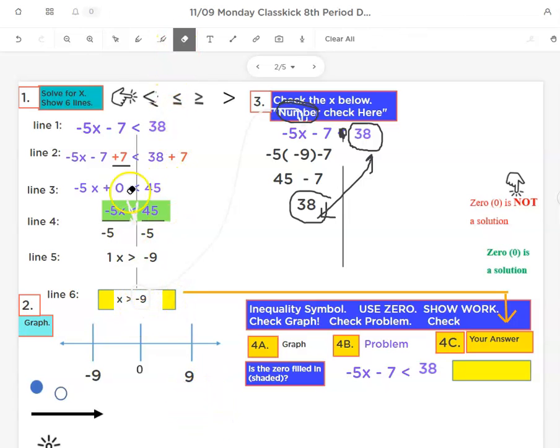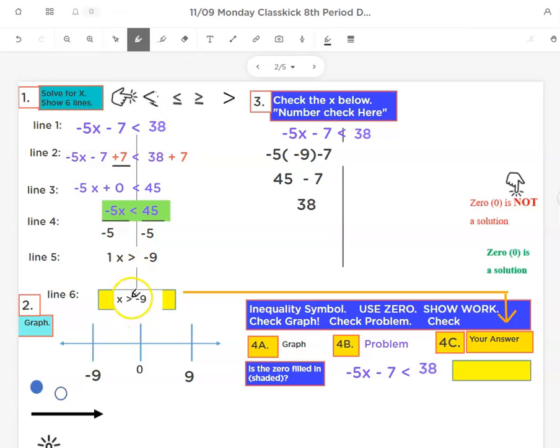Let's look at the inequality symbol. Is 0 included or not included? If we look at the symbol, there is no equal sign. If it's an equal sign, it would be filled in. That means negative 9 would be included. In this case, negative 9 is not included, so I'm going to have an open circle.